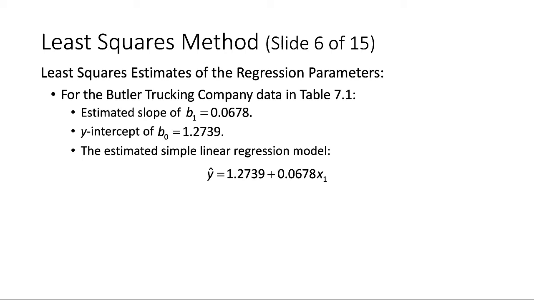The y-intercept B0 is the estimated value of the dependent variable when the independent variable x is equal to 0. So for the trucking company example, we estimate that if the driving distance for a driving assignment was 0 miles, the mean travel time would be 1.2739 hours, or approximately 76 minutes.